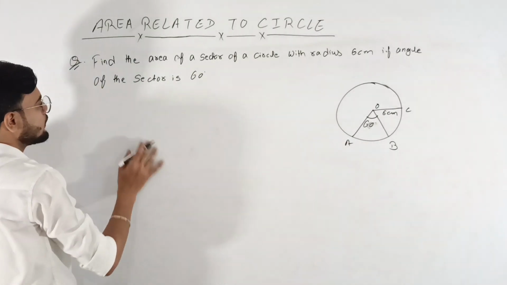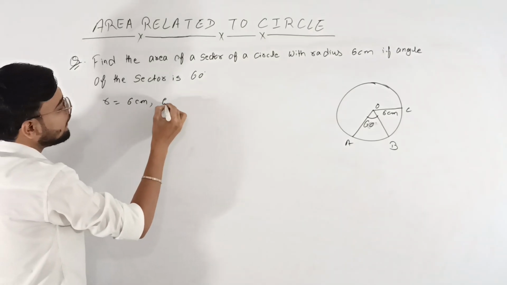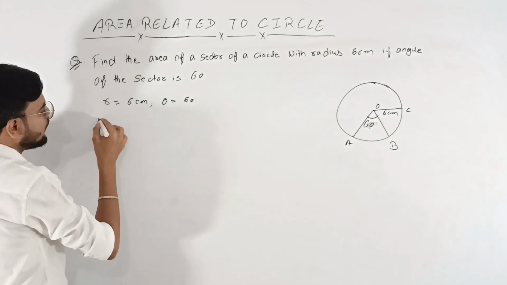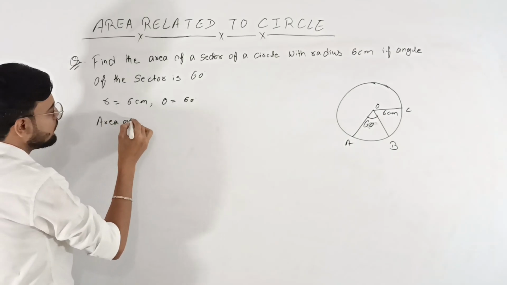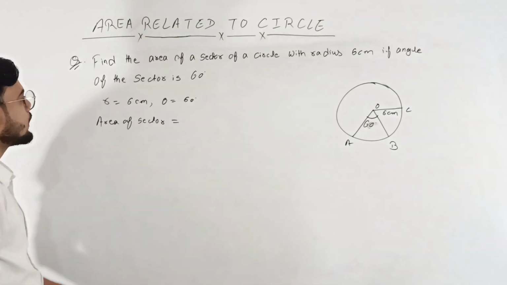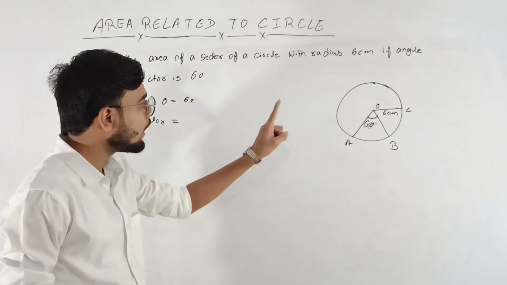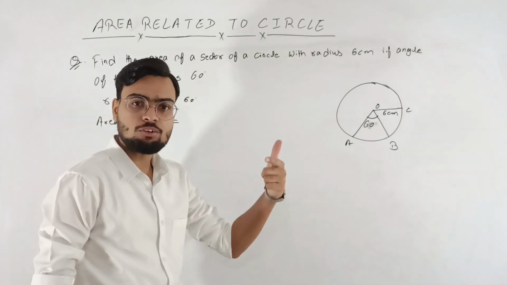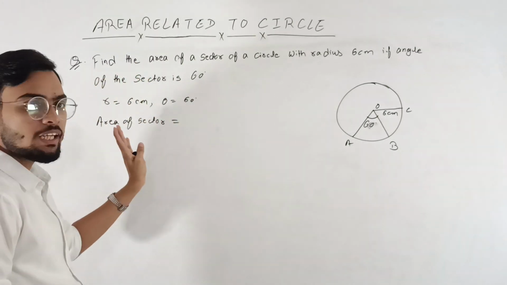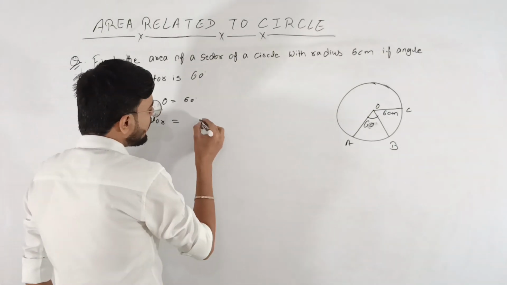So look here, first what is given? Radius is given, which is 6 centimeter, and angle theta is also given, that is 60 degree. Now we have to find the area of the sector. If the question says find the area of sector, then we find the area of the minor sector. If the question says find the area of major sector, then we find the area of the major sector. If nothing is given, then we have to find the area of the minor sector.